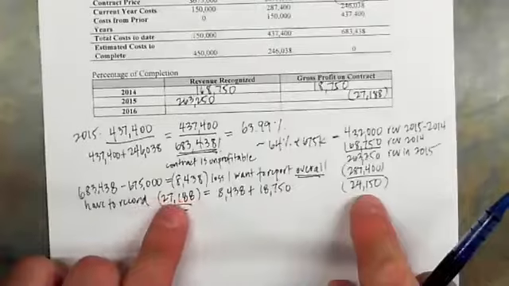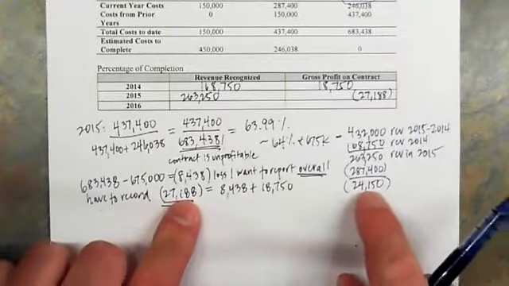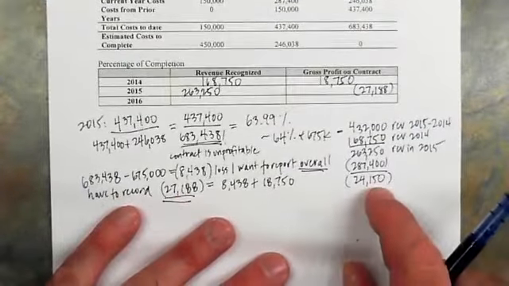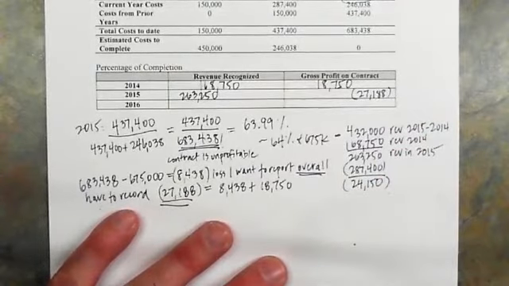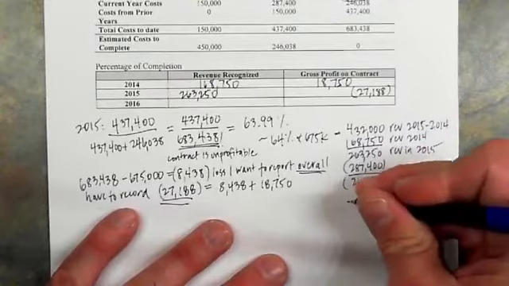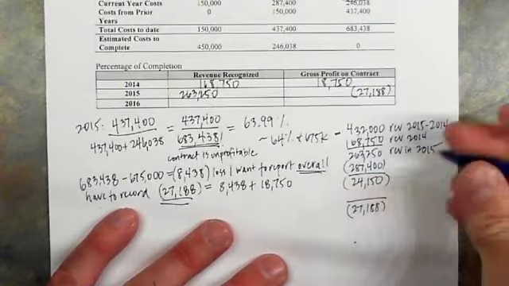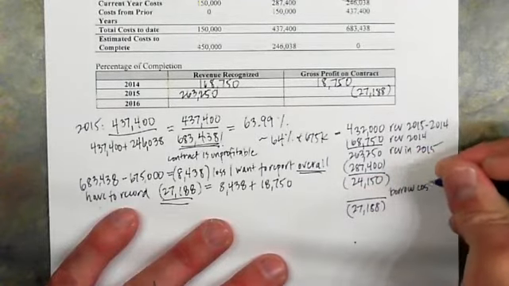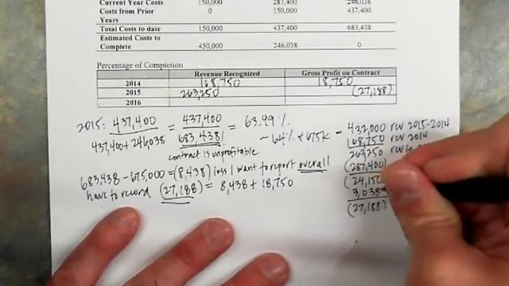But it's still not enough, right? I wanted 27,188, and I don't have quite enough here. How much more am I going to have to accelerate in order to meet that? Well, this less that. I want to get down to 27,188. That means I have to borrow costs of 3,038.